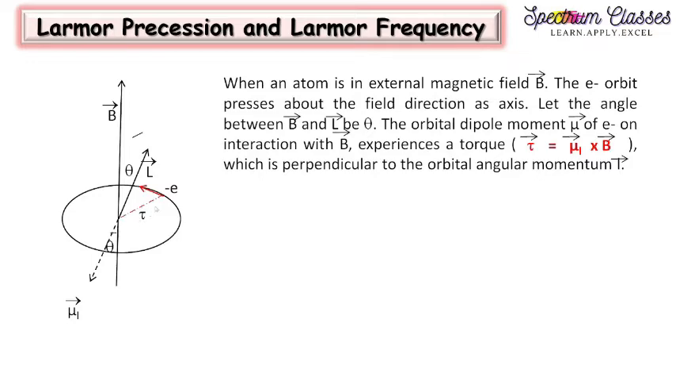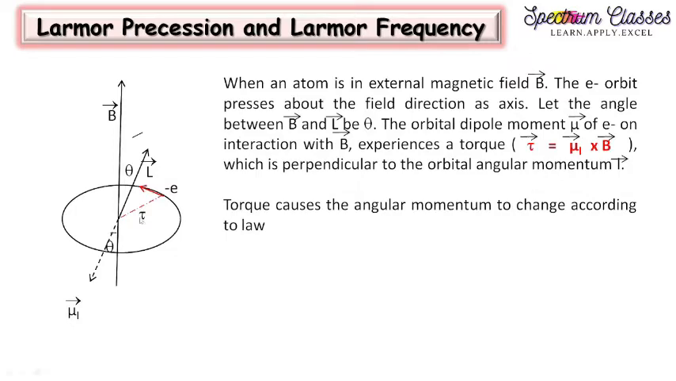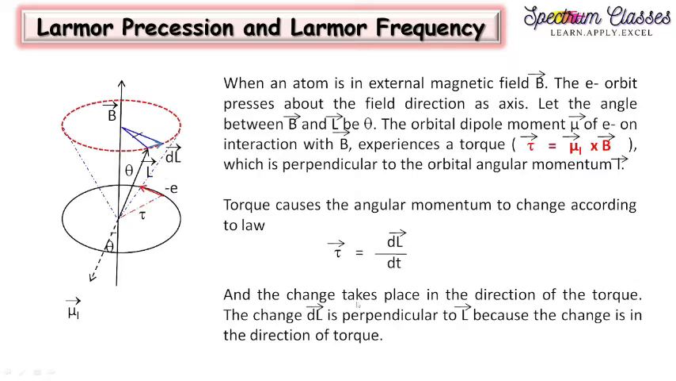And just because of this torque, which is perpendicular to L, the orbital angular momentum, the torque causes the angular momentum to change according to tau equals dL upon dt. So here I'm just showing you, this is the vector L. It changes with time like this. So here is the dL. It shifts its position in time dt. So what we have seen over here, the change takes place in the direction of the torque.